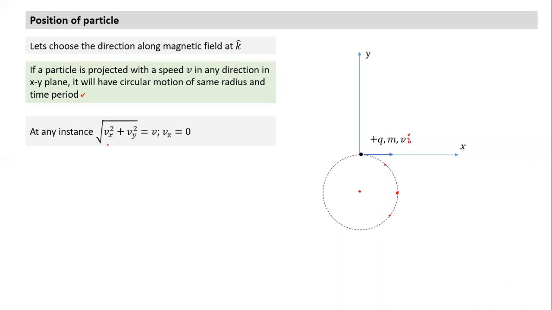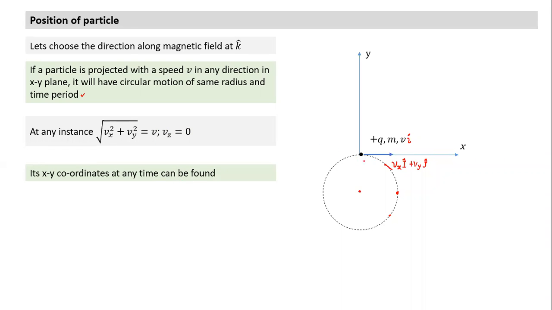What does it imply? At any instance, suppose at this particular instance it has some x component velocity, and the velocity is vx i cap plus vy j cap. Are these quantities related to the initial velocity projection? Yes, because the kinetic energy remains the same. It implies that the square root of vx square plus vy square, that speed, will be equal to the initial speed, and vz will always remain 0 as long as the magnetic field is perpendicular.